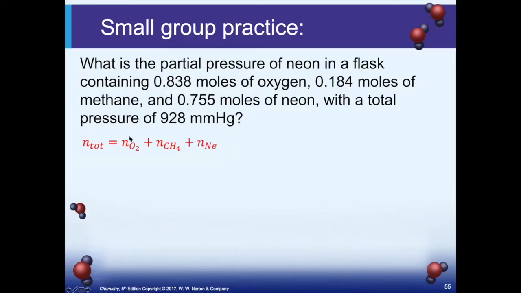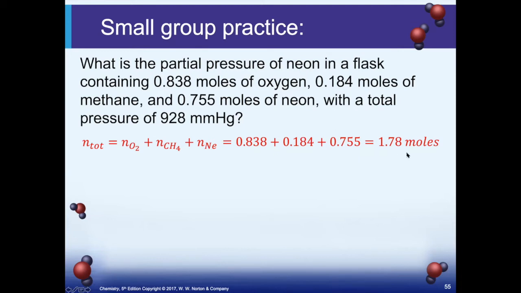So the first thing to do, there's a lot of different places you could start, but might as well just start in calculating the total number of moles of each gas you have in this mixture. So the moles of O2 plus the moles of methane plus the moles of neon. So you're given all those numbers, so you just add them up and you get 1.78 moles. And you are asked to find the partial pressure of neon.